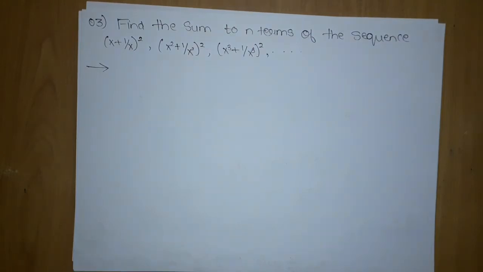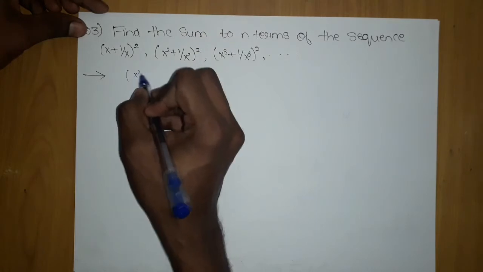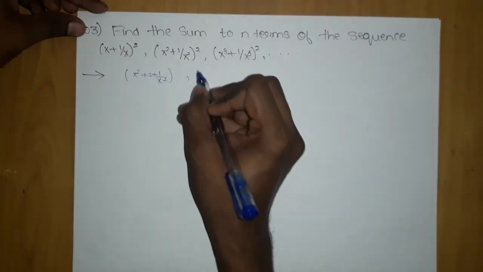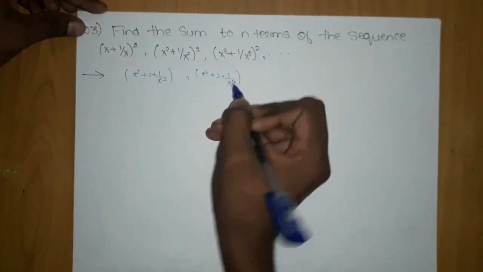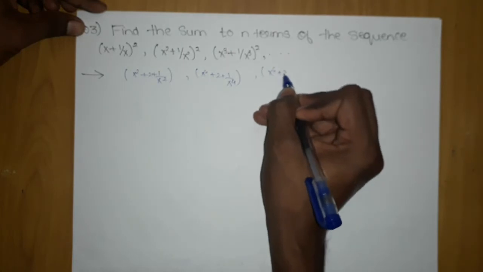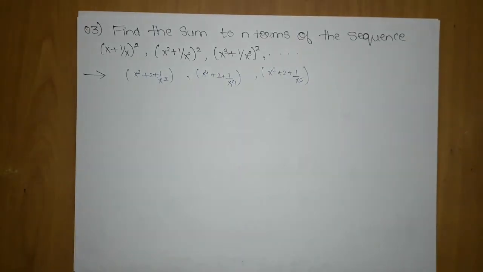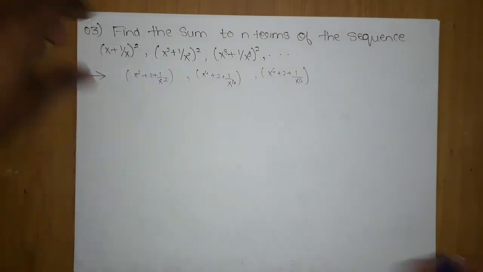Now even a small child who has passed class 10 will understand this basic thing: if I open this, there will be x square plus 2 plus 1 upon x square. Don't you agree? Similarly here it will be x power 4 plus 2 plus 1 upon x power 4, then x raised to 6 plus 2 plus 1 upon x power 6. Don't you think so? This question is very simple, nothing great.